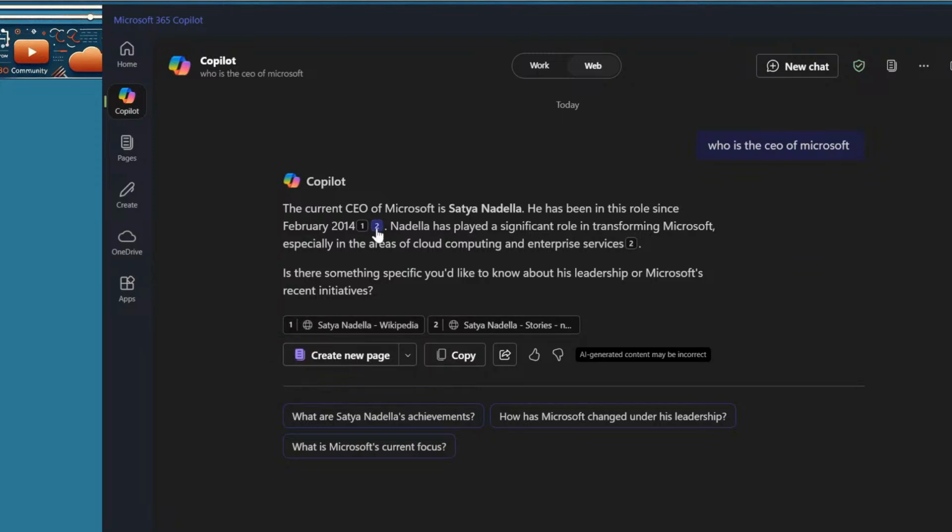So this part, this knowledge, could have been embedded in the model itself. We talked about the trained model, but because it wants to get the most recent one, it retrieves the knowledge from the web.